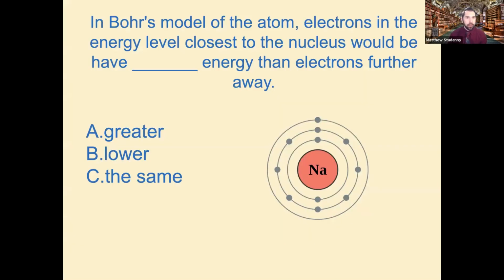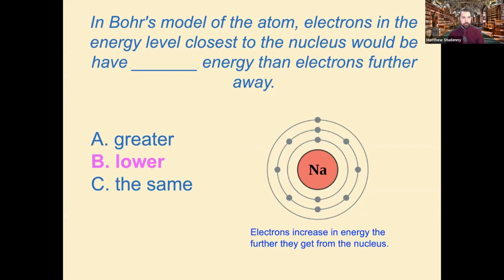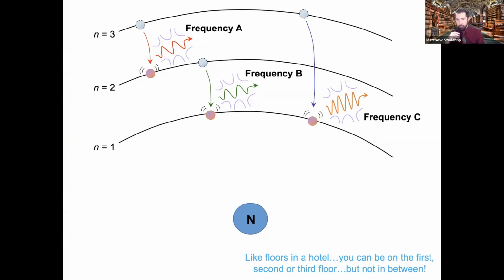So let's quickly double check. In Bohr's model of the atom, electrons in the energy level closest to the nucleus would have blank energy compared to the electrons further away. And in this case, it's a lower amount of energy the closer to the nucleus. And remember that the electrons have to absorb energy in order to move further away and exist in a higher energy level.